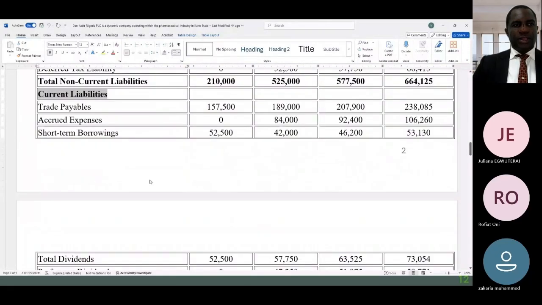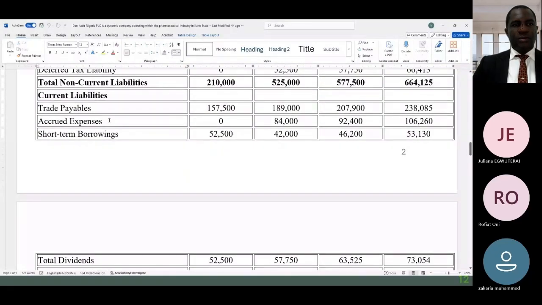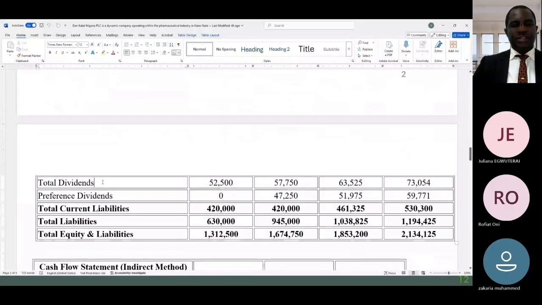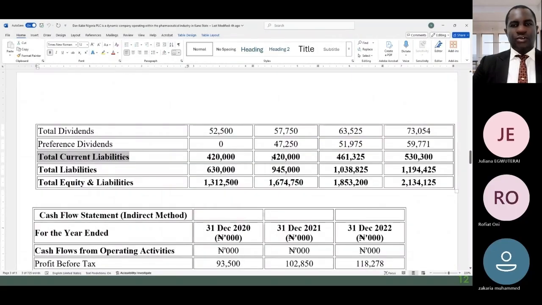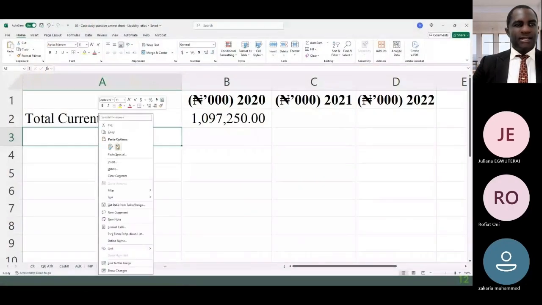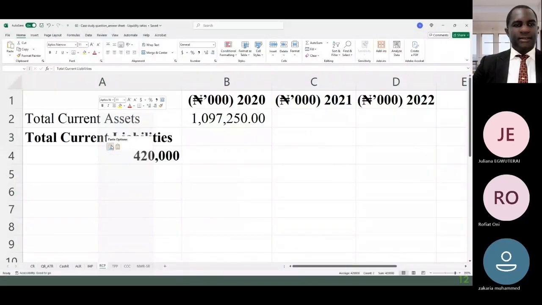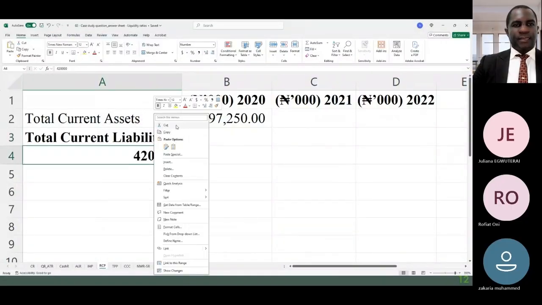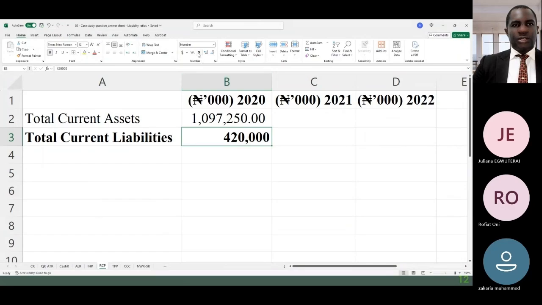And we have trade payables, accrued expenses, short-term borrowings, total dividends for ordinary shareholders, and preference dividends for preference shareholders. So our total current liability is about 420 million at the close of the year. We'll pick that and add it to the sheet that we're using to calculate.